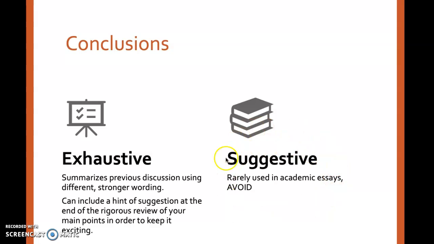Suggestive conclusions are rarely required. Sometimes if you're asked to suggest a solution to a particular problem, it may be requested. However, just make sure that it is requested before you provide one. In a conclusion, you're not going to introduce any new information, and generally speaking, you avoid quotes, unless the quote actually sums up things that you just said.